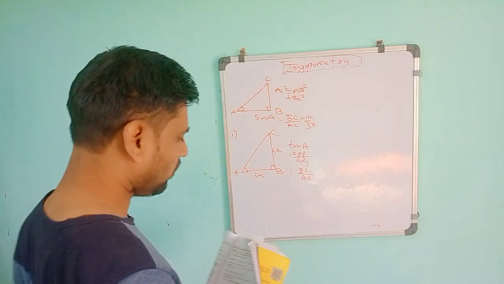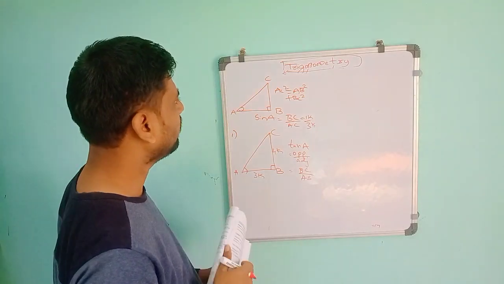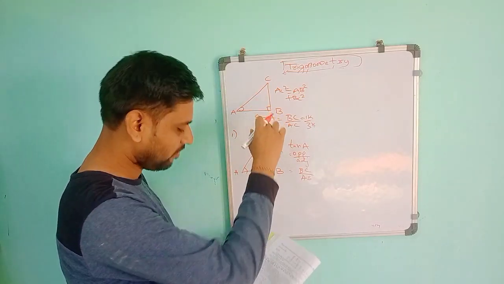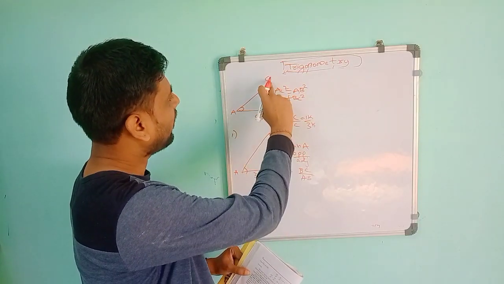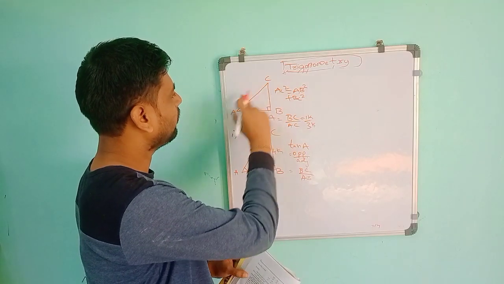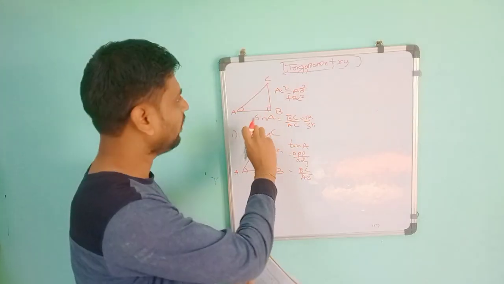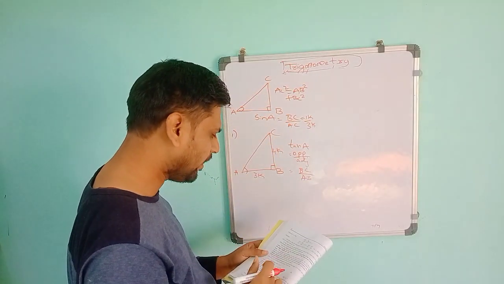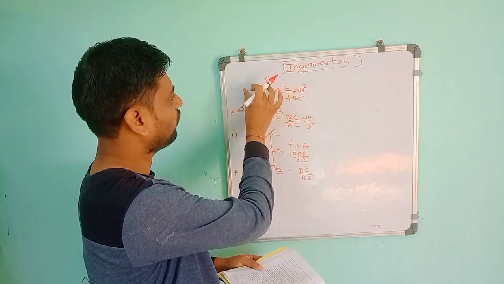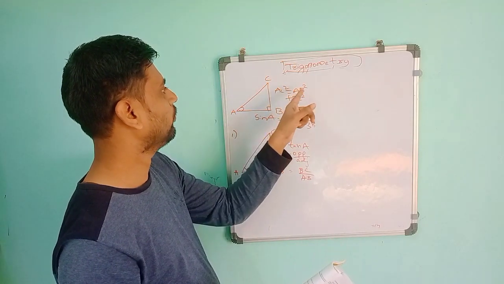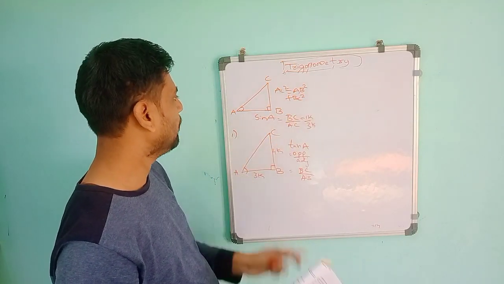in one example they have given, ABC is there, angle B is at 90 degrees, and A is the sine angle, and C is another angle. This is 90, and the sum of the two angles is 90 degrees. Then they have given AC square is equal to AB square plus BC square. Why? It is Pythagoras theorem. By the help of Pythagoras theorem, you can write AC square is equal to AB square plus BC square.